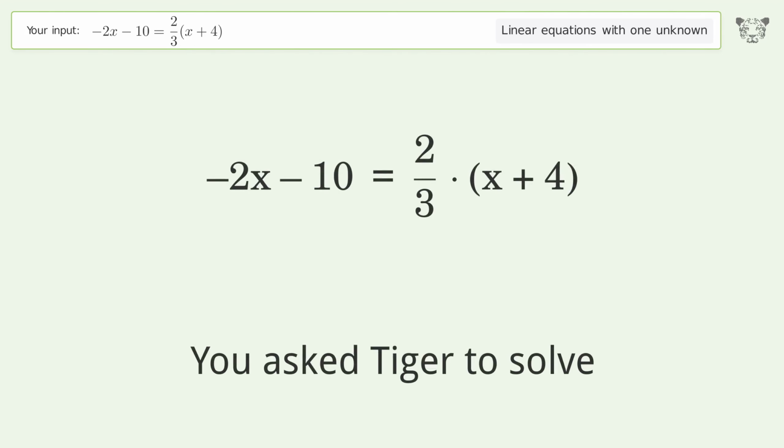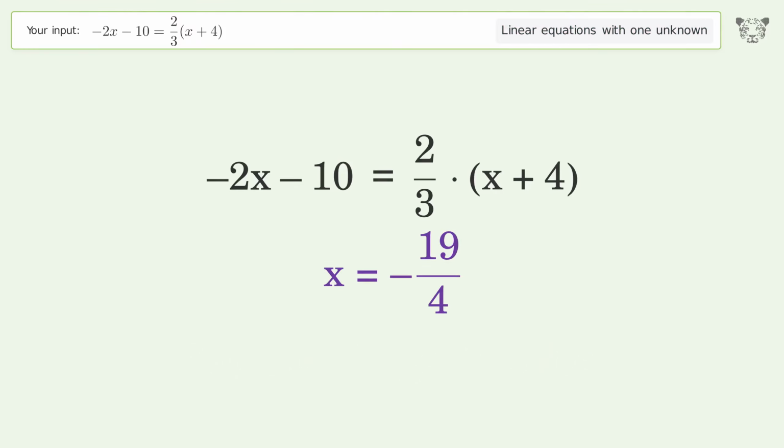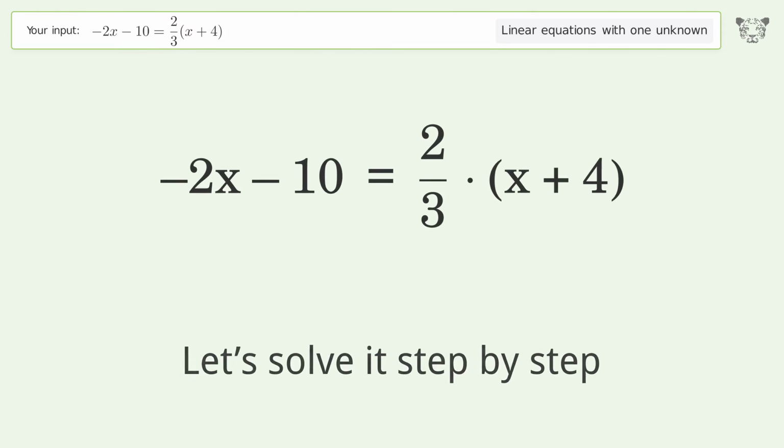You ask Tiger to solve this. This deals with linear equations with one unknown. The final result is x equals -19/4. Let's solve it step by step.